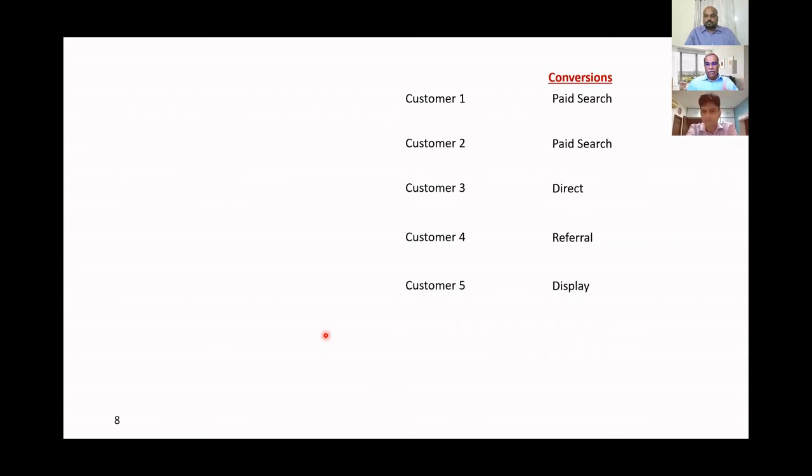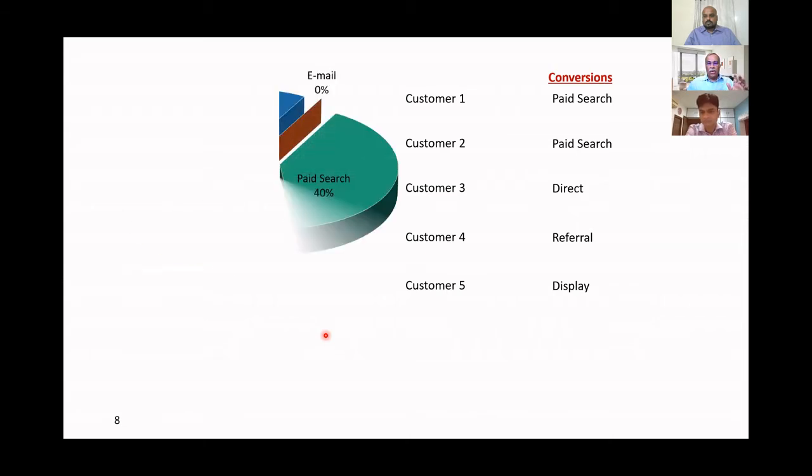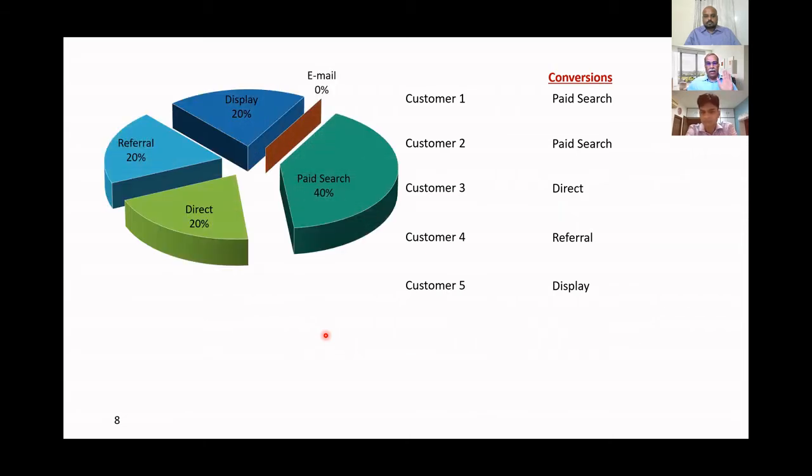So let's say I found 5 customers, and they all came through: customer 1, customer 2 came through paid search, customer 3 came through direct, 4 and 5 came through referral and display, right? And all these people converted. Now, if I were to give credit for all of them, I will say, okay, display gets 20%, referral 20, direct 20, paid search is 40% because it's 2 out of 5, right? And of course, email doesn't show up here, and I don't give any credit for email.